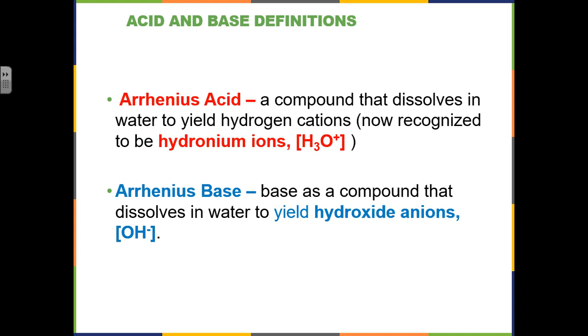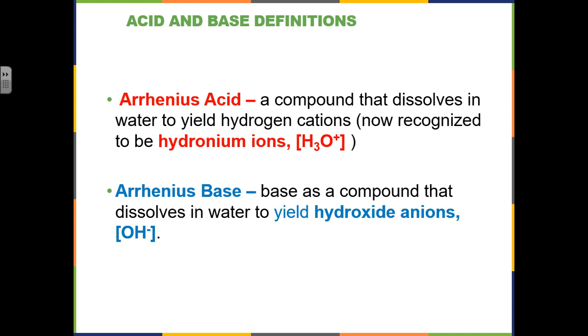So let's look at another definition of acids and bases. Another definition is based on the Arrhenius definition. In this case, an Arrhenius acid represents a compound that dissolves in water to yield hydrogen cations. Now, we know that cations are positively charged ions, and this is actually a polyatomic ion, if you will, because it features two atoms. We recognize that ion to be called hydronium.